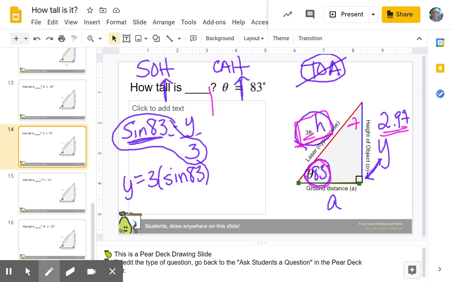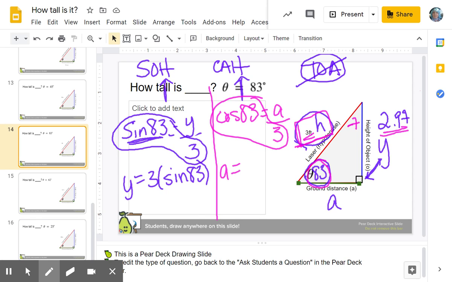And we'll see that when we do cosine to find the adjacent side. So we're going to do cosine of 83 equals the adjacent side over the hypotenuse, which is 3. And then you're going to cross multiply there. So A, it's not going to be the same thing this time, because that one is opposite the 7-degree angle. This is going to be a super, super tiny side. It's going to be a decimal.